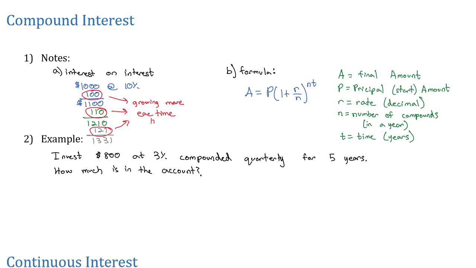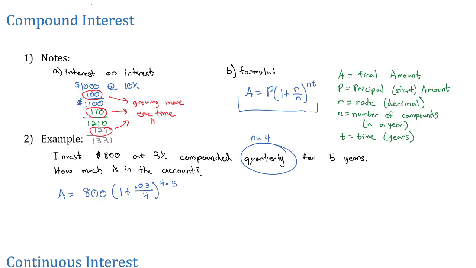Well, to do that, we're going to go to our formula for compound interest. A, the final amount, is equal to P, the starting amount, which is $800, times 1 plus the interest rate, R, which is the 3%, written as 0.03, divided by the number of compounds in a year. Well, it's compounded quarterly, so how many quarters in a year? There are 4 quarters in a year, so that's going to be my N. Raised to the NT, which is 4 times the time, which is 5 years.